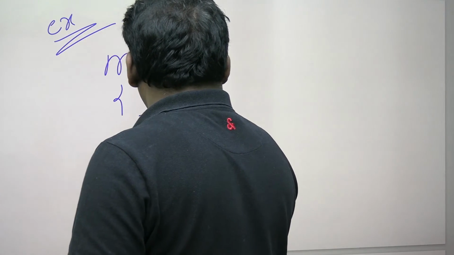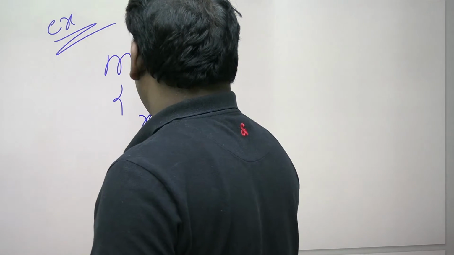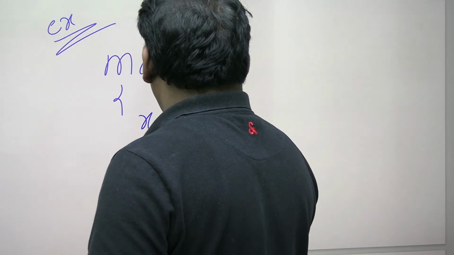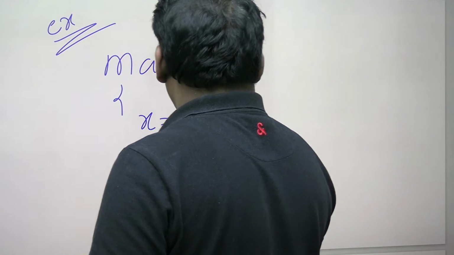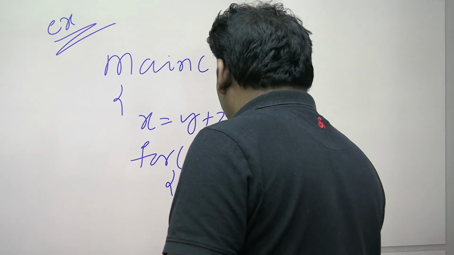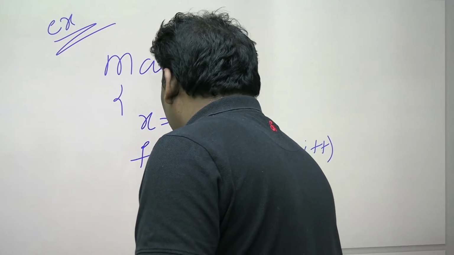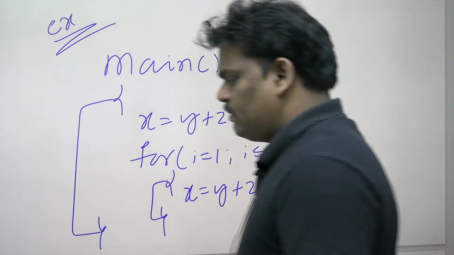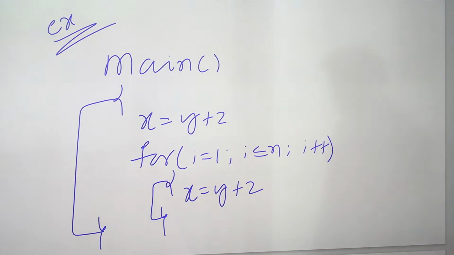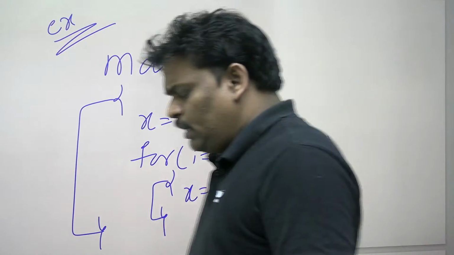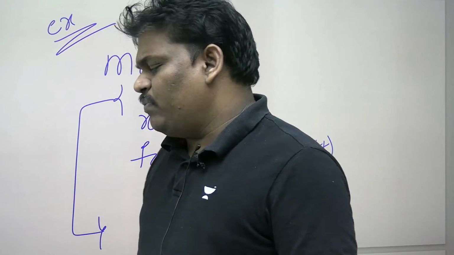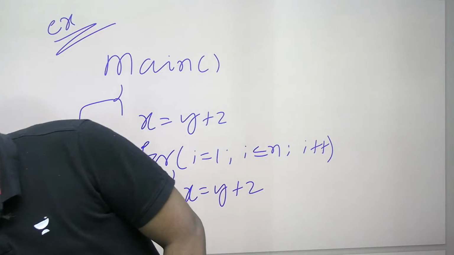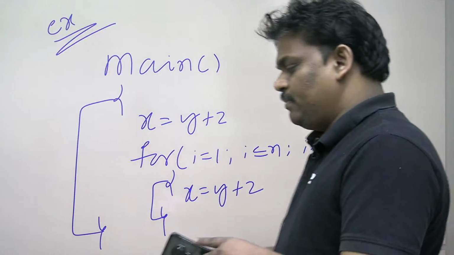x is equal to y plus z, for i is equal to 1, i less than or equal to y plus z. This program, what will be the time complexity? In the last class I did one problem, if I remember. This is the second problem. How do you find the time complexity?